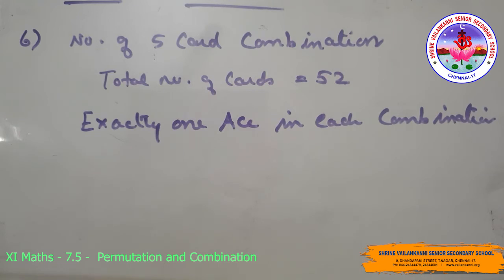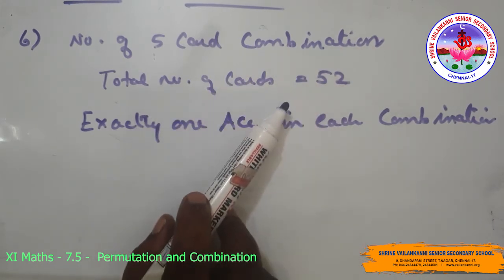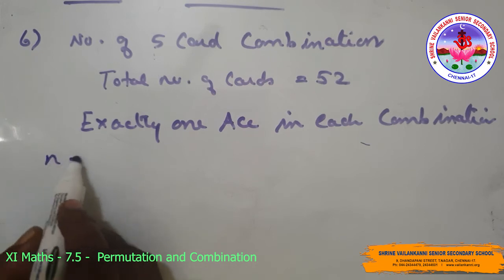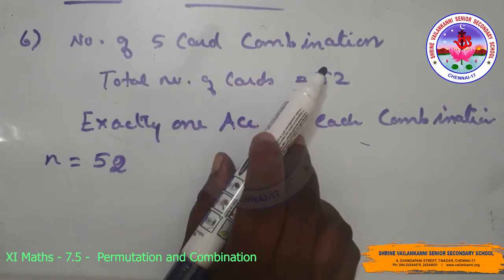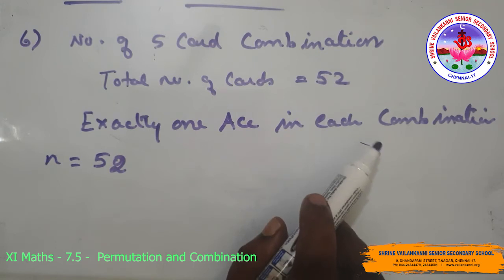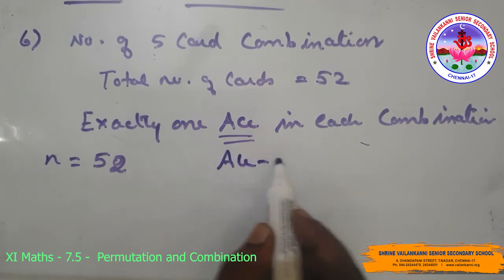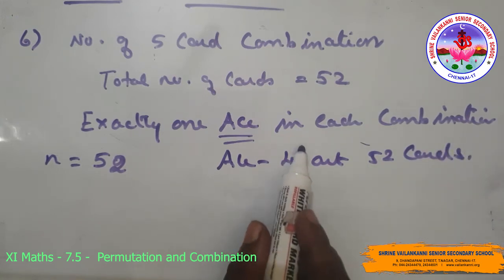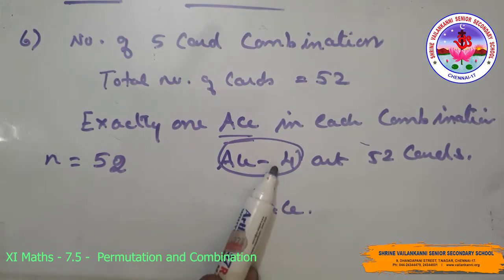Sixth question, determine the number of 5 card combinations out of 52 cards if there is exactly one ace in each combination. So the number of cards is 52, that is n is 52, in which we have to select 5 card combinations, in which it must have exactly one ace in each combination. So we have 4 ace cards out of 52 cards. In 4 ace cards we have to select only one ace. So the first part is selecting an ace from 4 ace cards.